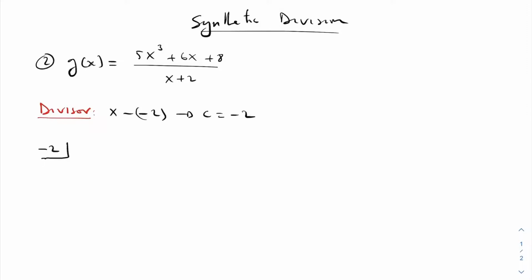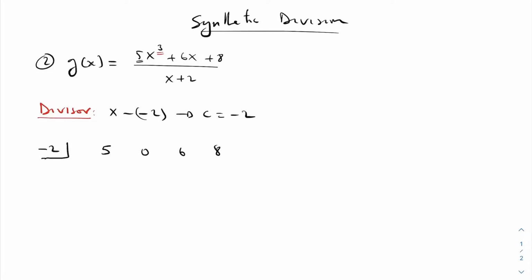Then I'm going to write the coefficients for my numerator, also known as the dividend. You will notice here that my dividend happens to have a degree of 3, which means that I'm going to have 4 different coefficients here. As you can see, the coefficient for the x squared term is missing, which simply means that it's equal to 0. So when you write the coefficients for the dividend, you have to keep that in mind. I'm going to have my coefficients here as 5, which is the coefficient of x cubed, then 0, which is the coefficient of x squared, then 6, then 8.